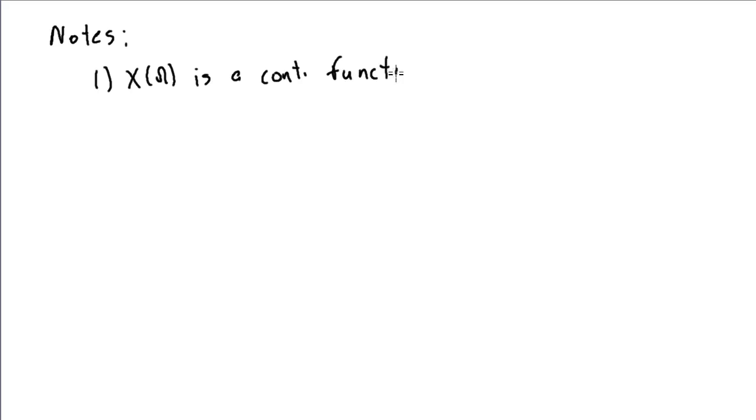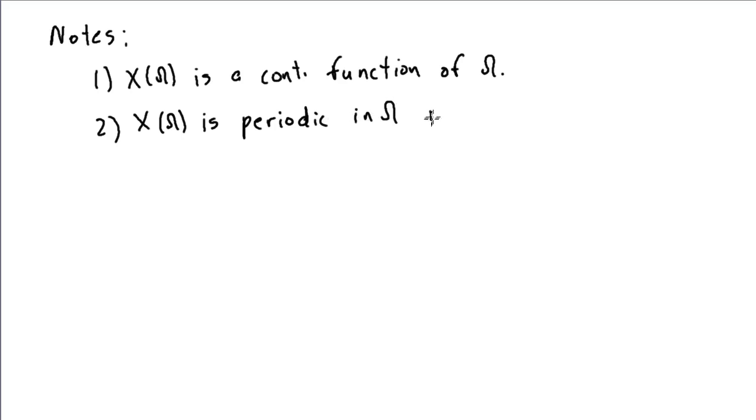Actually, let me just write that down as a couple of notes to keep in mind here. One, X of omega is a continuous function of omega. A second note is that, and you can show this from the definition, X of omega is periodic in omega with a period of 2 pi.